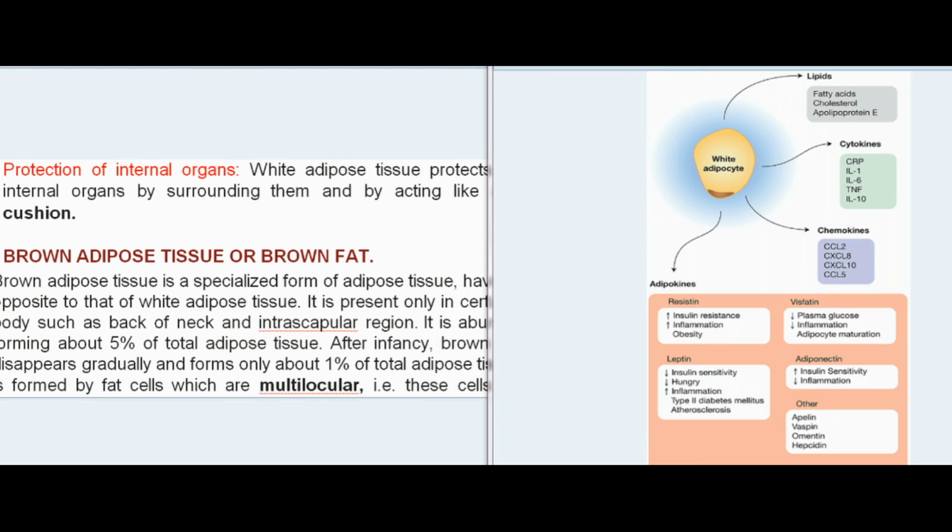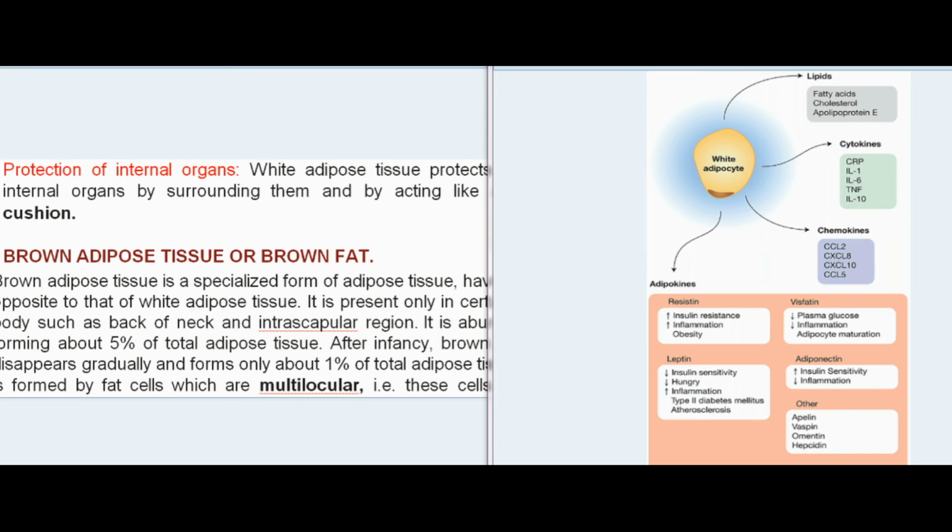Brown adipose tissue is a specialized form of adipose tissue, having the function opposite to that of white adipose tissue. It is present only in certain areas of the body such as back of neck and intrascapular region. It is abundant in infants, forming about 5% of total adipose tissue. After infancy, brown adipose tissue disappears gradually and forms only about 1% of total adipose tissue in adults.